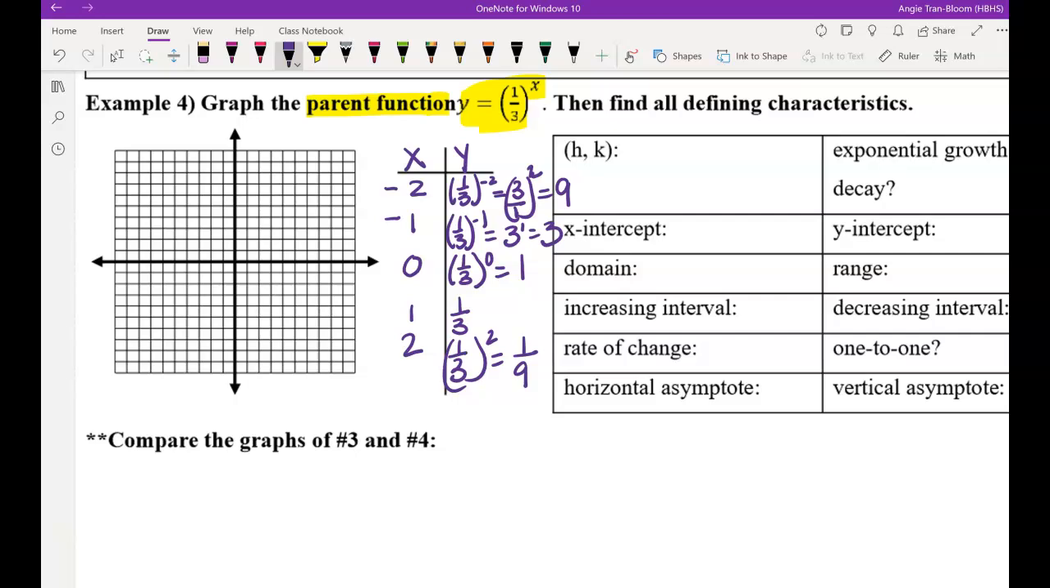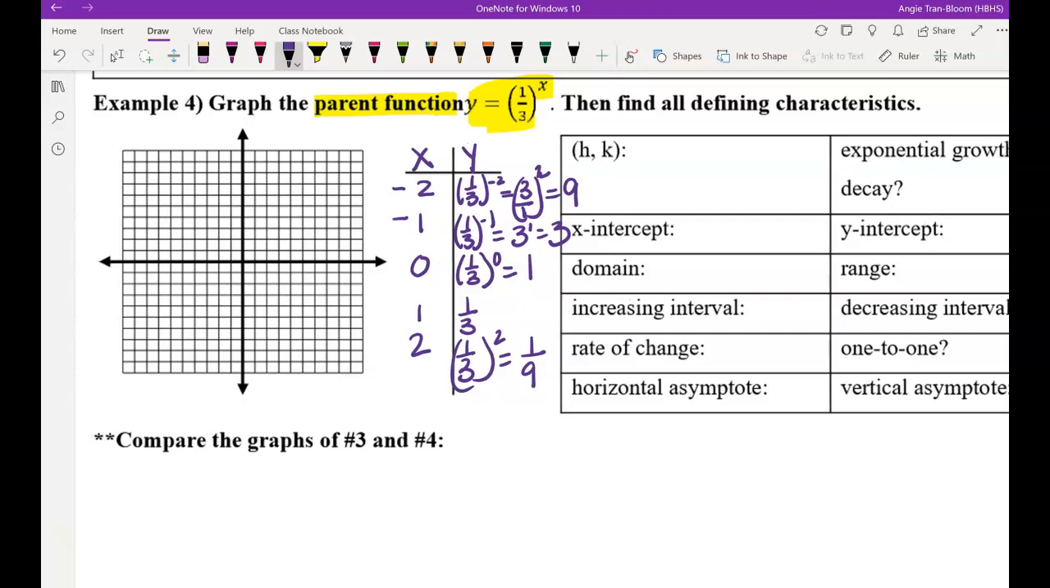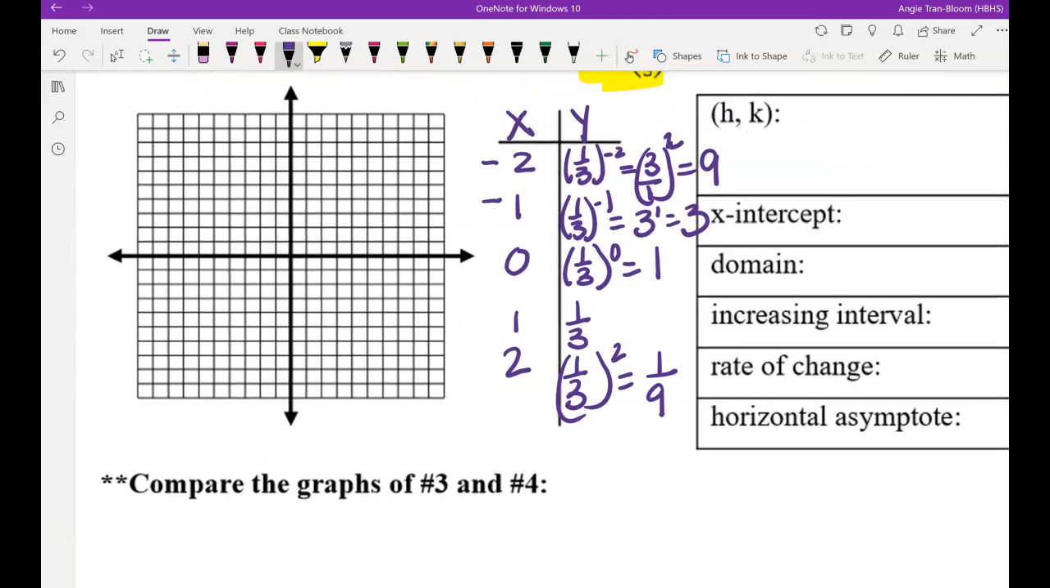Okay, we can plot these. So let's do -2, up 9, which is this right here. -1, up 3. 0, 1. Look at that y-intercept. Same y-intercept, doesn't matter what parent function. 1 and 1/3. And 2 and 1/9. As you can see, it's getting closer and closer to your x-axis, which is your horizontal asymptote. If you have a pencil, just go slightly.